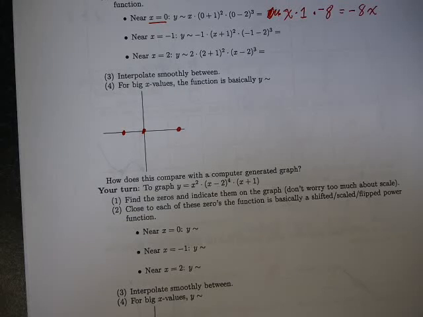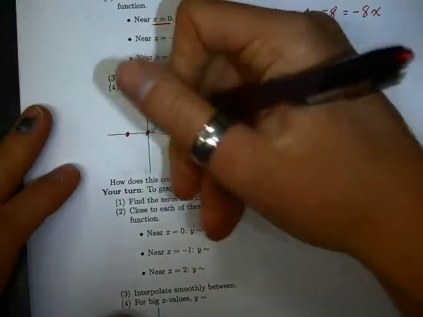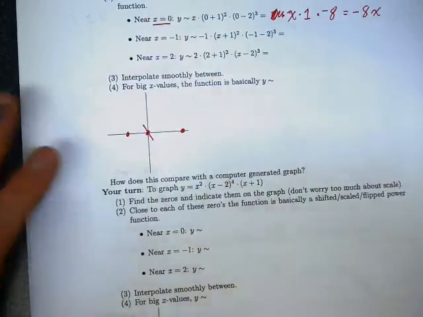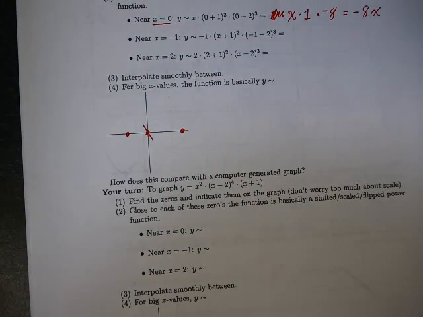What does the graph of -8x look like? Straight line, slope -8. And I won't worry about scale, but I should be able to tell that it has negatives. So it should look like a straight line with negative slope close to 0.